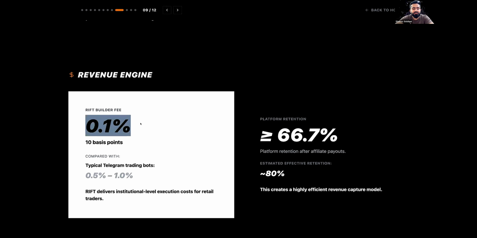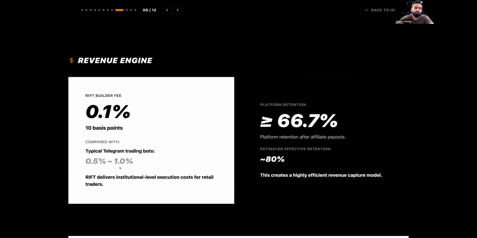So Rift charges you 0.1%, 10 basis points, as the builder fee, or you can say platform fee, for each trade that you execute. Generally, Telegram trading bots and automated trading bots charge 0.5 to 1% as trading fee, or builder fee, or platform fee. We charge just 0.1%, and the platform is gas free.